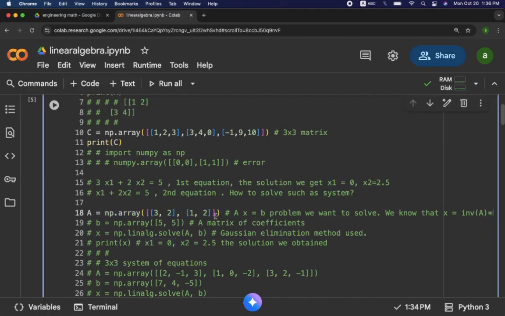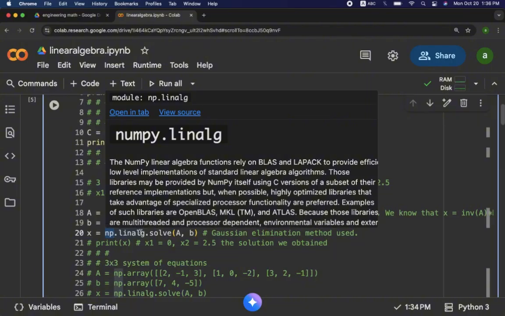If we have such a problem, then we need to represent this in matrix algebra as AX equals B. This is the form in which we should represent this system. You see the coefficients 3 and 2, that's the coefficients of the first equation, and then 1 and 2, the coefficients for the second equation. And then you need to insert the right-hand side as a vector. Here this is 5 and 5, and then we can ask Python, using again the NumPy library, there is the linear algebra solve function, as you can see.